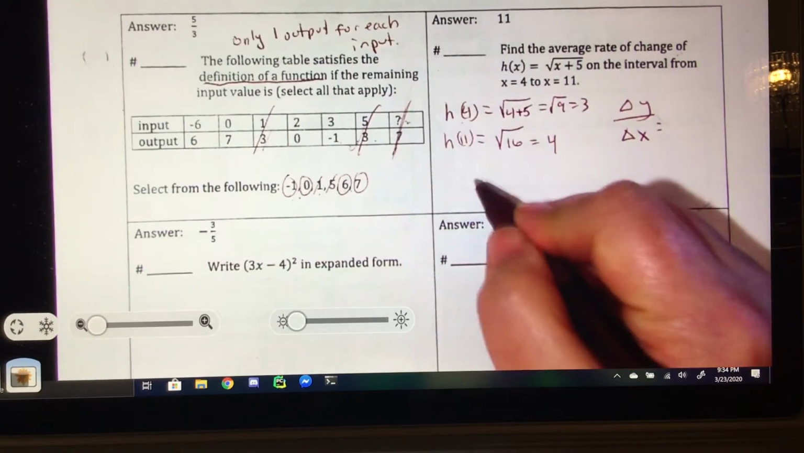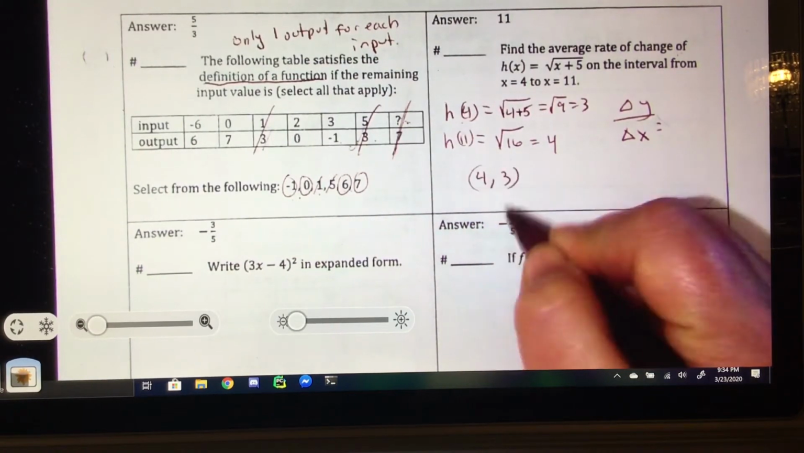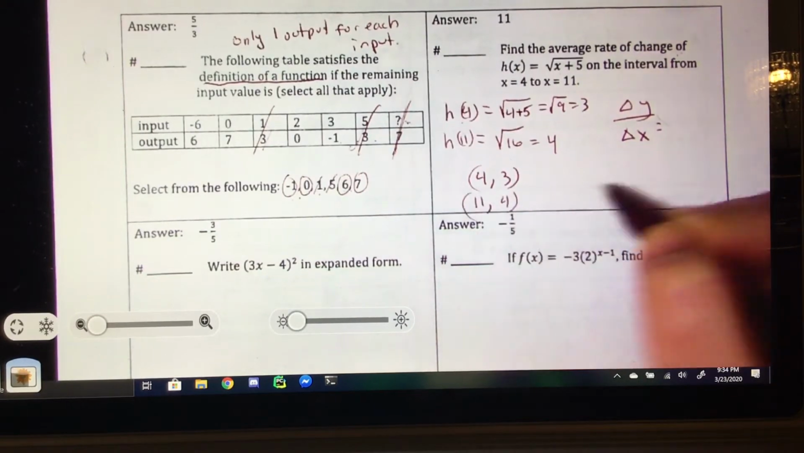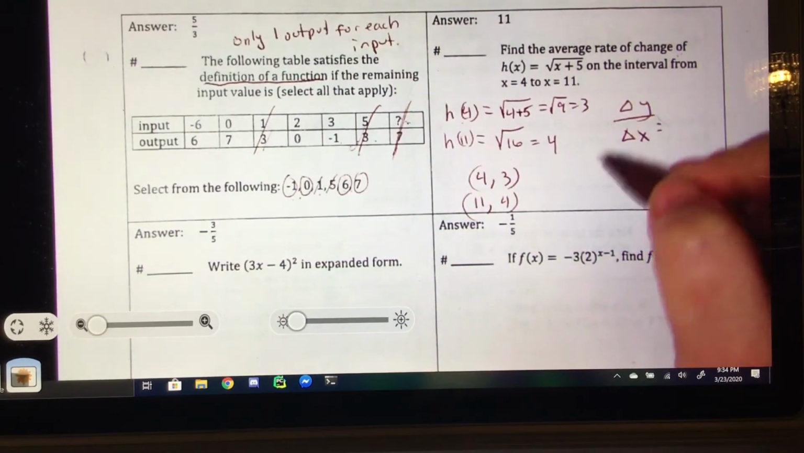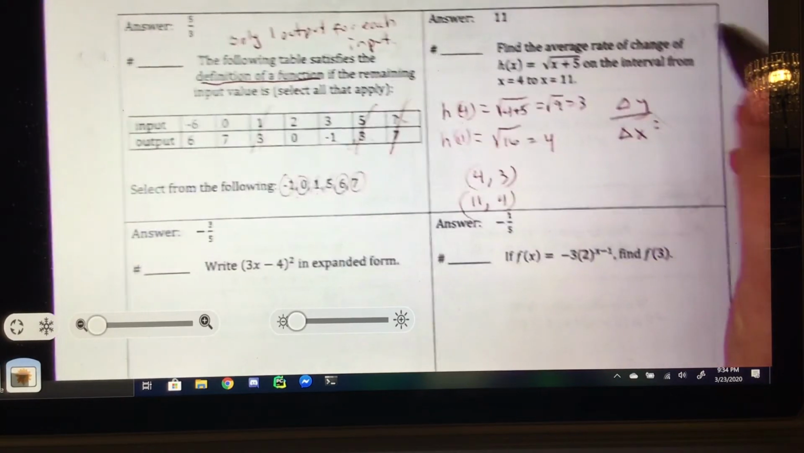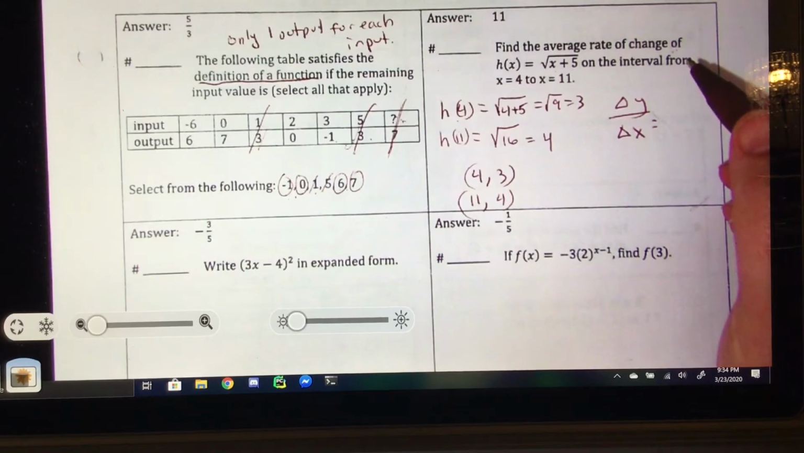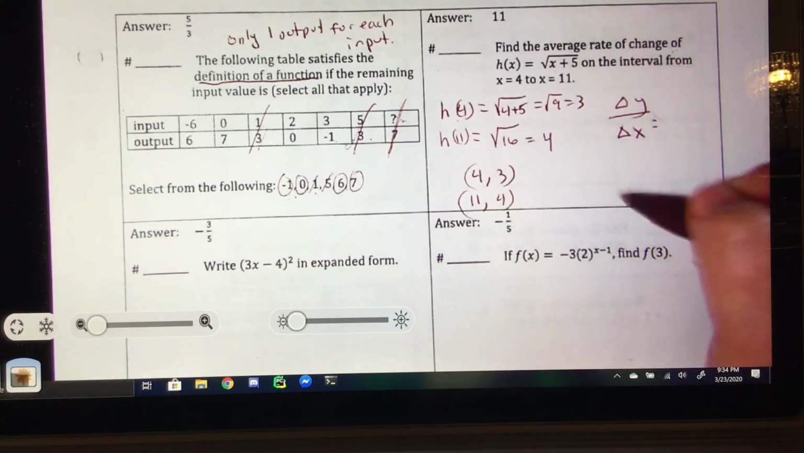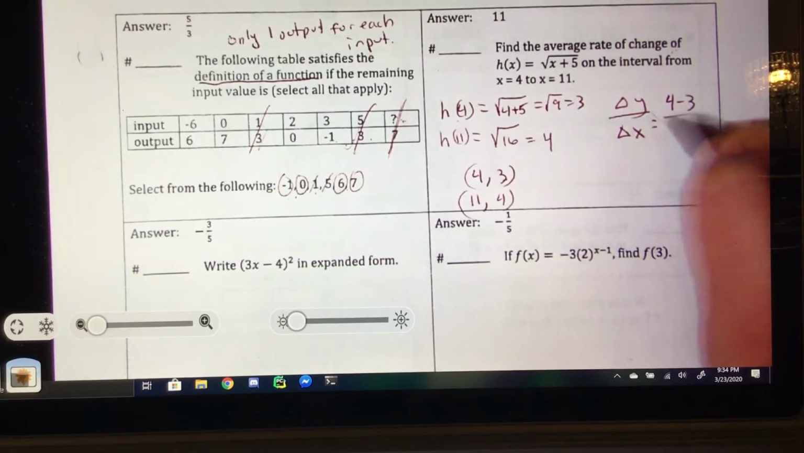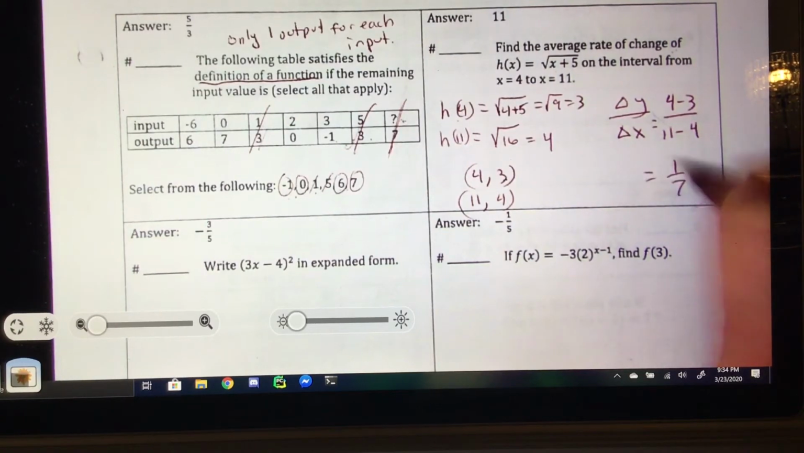So 4, 3, and 11, 4. So 4 minus 3 over 11 minus 4. And that equals 1/7. So there's the next one.